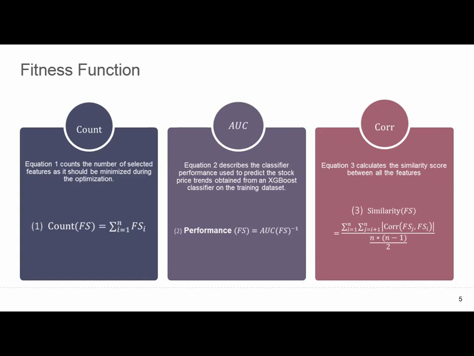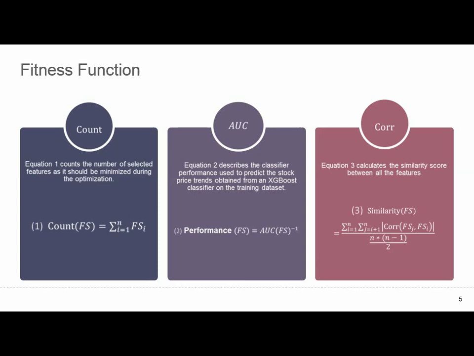Calculation of AUC. The classifier performance used to predict the stock price trend is obtained from an XGBoost classifier on the training dataset. The AUC metric is used for performance measurement. Since we decide to maximize the performance, the inverse of the value should be used.